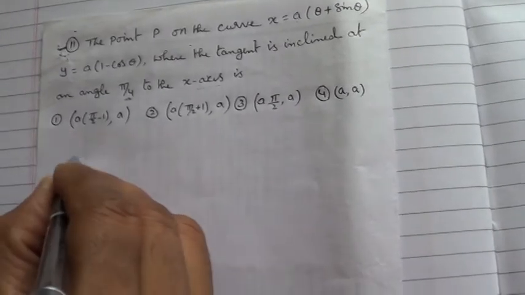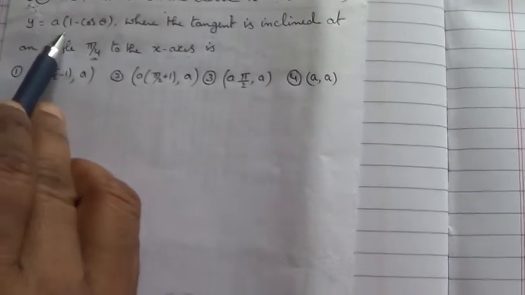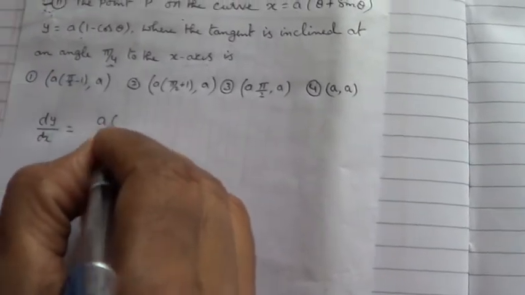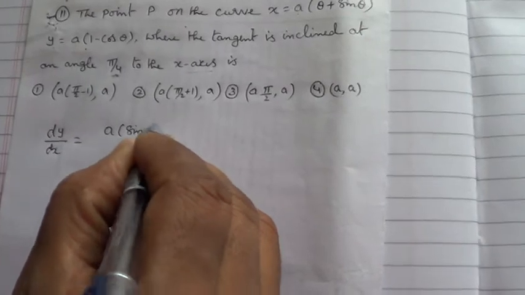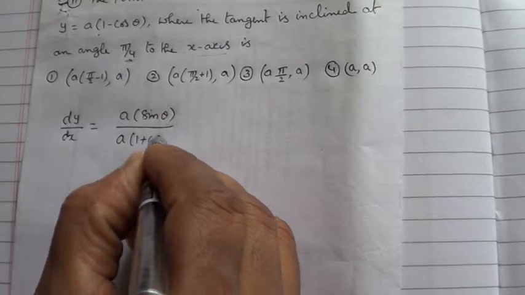Okay, let's see. Differentiate this one. We are finding dy by dx. What about dy by d theta? Dy by d theta is equal to a into sin theta. What about dx by d theta? A into 1 plus cos theta.